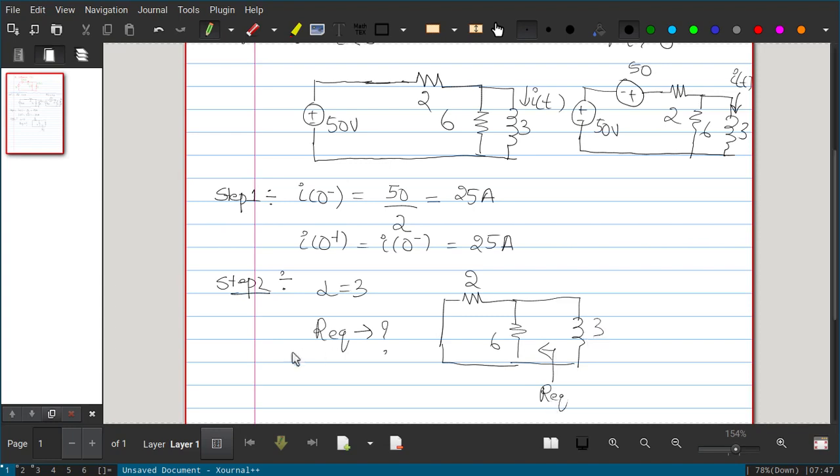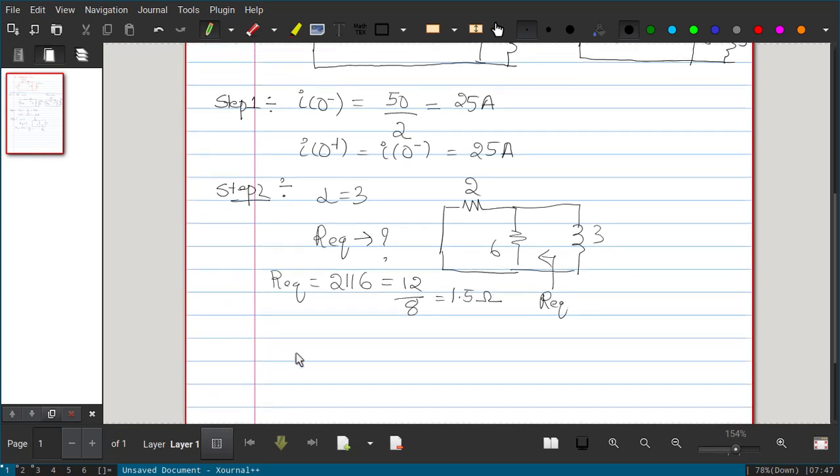This is 3 Henry. So R equivalent is 2 parallel 6. 2 parallel 6, that is 2 times 6 by 8, that is 12 by 8, that is 1.5 ohm. So our tau will be L by R equivalent. L is 3, R equivalent is 1.5, that is 2 seconds. Okay. Step 3.